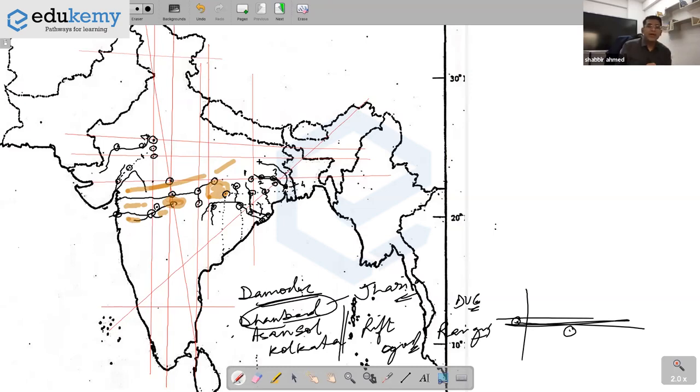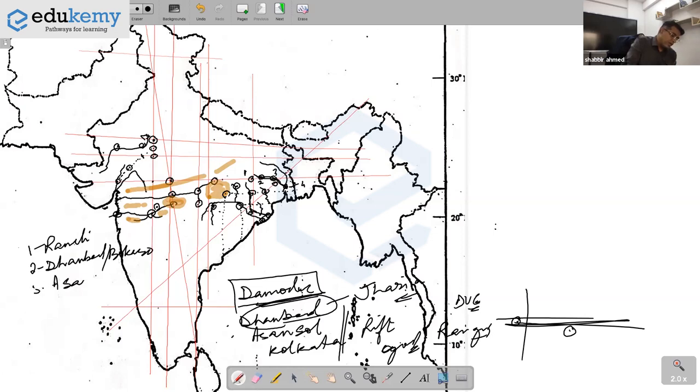ठीक है, is it done now, all of you? Is Damodar River done? Okay, subsequent river है because Rift Valley से है. It passes through, okay, Dhanbad, Asansol, joins the main Ganga, okay, at Hooghly. One is Ranchi, 2 is Dhanbad, Bokaro, 3 is Asansol.